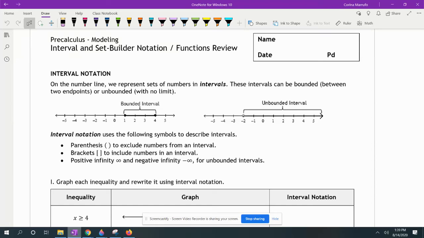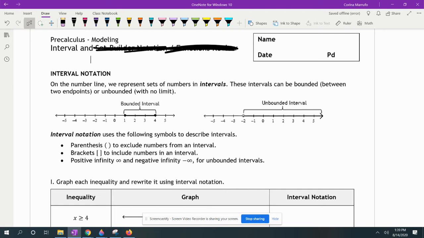So our next lesson is going to be interval notation. Not set filter. We're not going to do that part. Sorry, I should have taken that off. So just interval notation. On the number line, we represent sets of numbers in intervals.